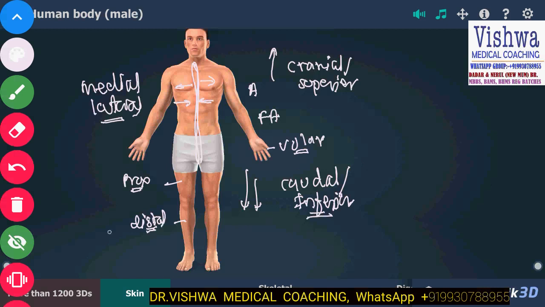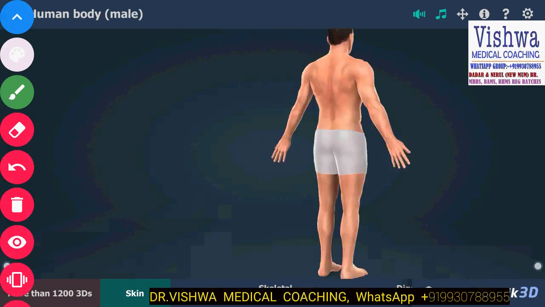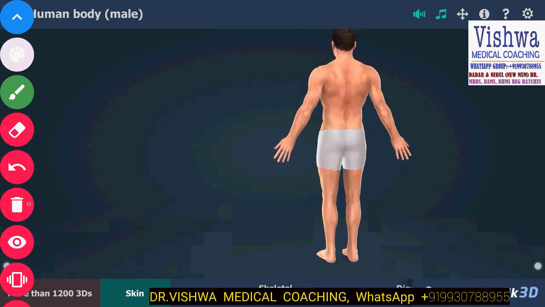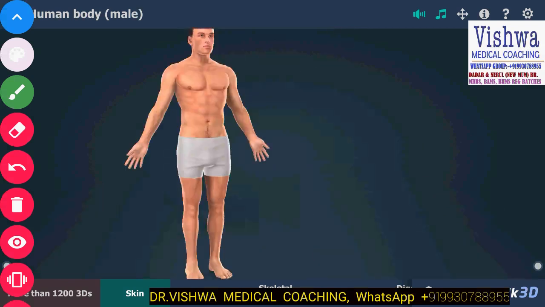This particular surface, the anterior side, is called the anterior surface of the body. And let me also show the posterior surface. As you can see, this becomes the posterior surface of the body. Posterior is something which is near to the back or towards the back. We also need to understand this. Let me rotate the body here.